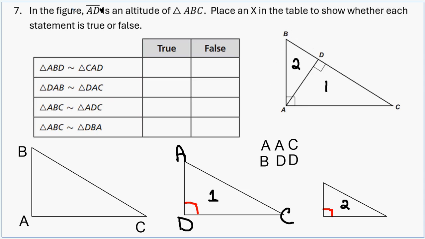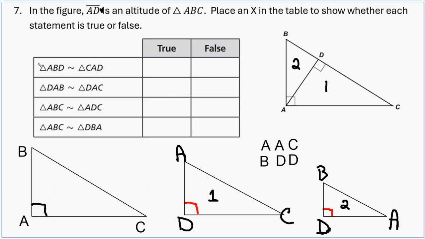D is the right angle. The short side runs up to point B. And then A would be this point down here on the end. So now that I've got the triangles pulled apart, they're all oriented with the right angle down in the lower left. Let's read these statements.